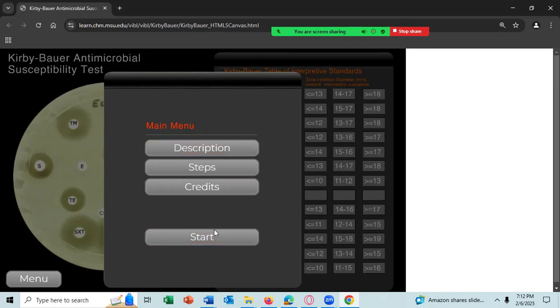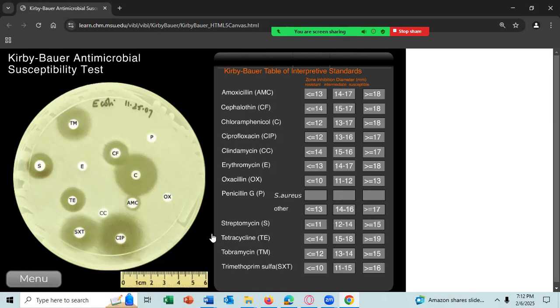For this virtual lab, click the button Start, and you can read how to do it in the menu, but essentially what you're going to do is measure the sizes of the zone of inhibition. What you do is you grab the ruler and bring it up. We're going to take it to this one, put it in the diameter about there. I'm going to say that's about 17 millimeters for TE, which means it's intermediate. If you get the correct answer, it'll be green.